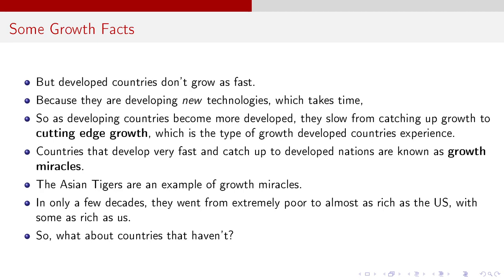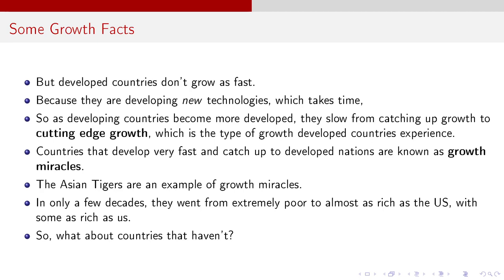Now, developed countries don't grow as fast. They don't grow as fast because they're developing new technologies, which takes time. So as developing countries get more developed, they slow from catch-up growth down to what I had said, cutting-edge growth, which is the type of growth that developed countries experience.